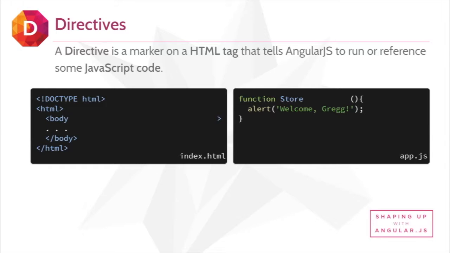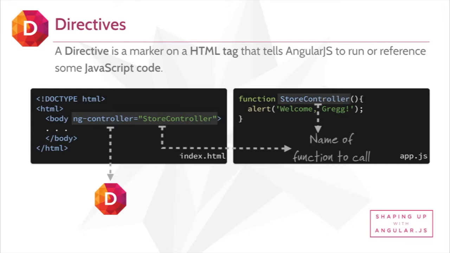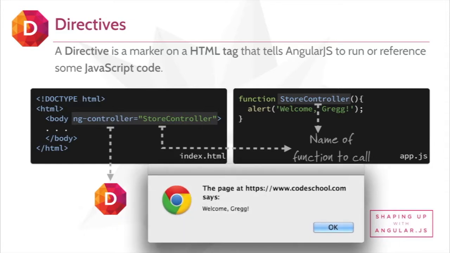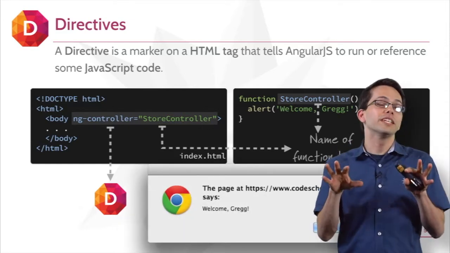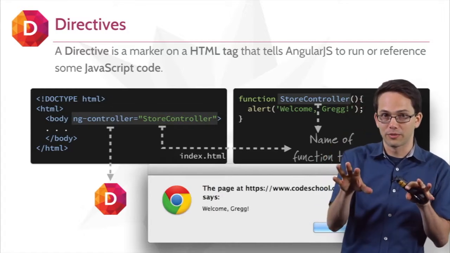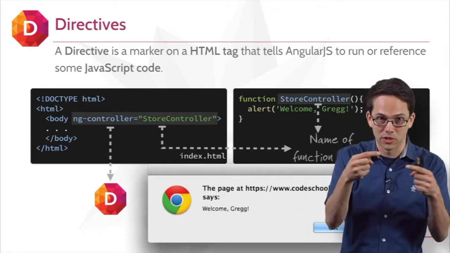So the answer here is to add the attribute ngController to our body tag, setting it equal to storeController, which is the name of our function. And if we loaded this up, we might get this alert. Obviously, this is a really contrived example, and you would never actually write this Angular code. But you get the gist of it. Directives. It's how we bind the behavior.